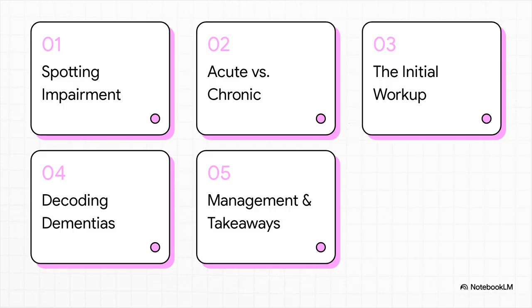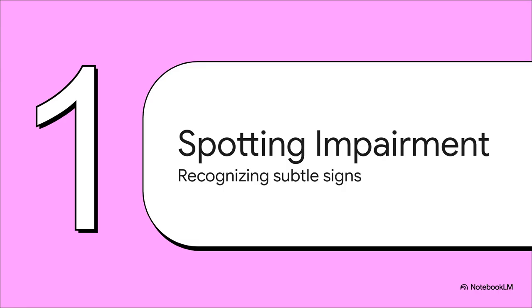All right, so here's our game plan. First, we'll talk about how to spot those really subtle signs of impairment. Then, and this is a big one, we'll tackle the crucial step of figuring out if this is acute delirium or a more chronic decline. From there, we'll walk through the essential workup, decode some common dementia syndromes using classic imaging, and then we'll wrap it all up with actionable management steps you can start using right away.